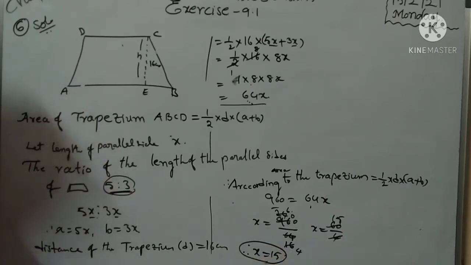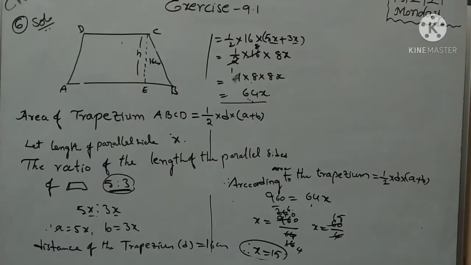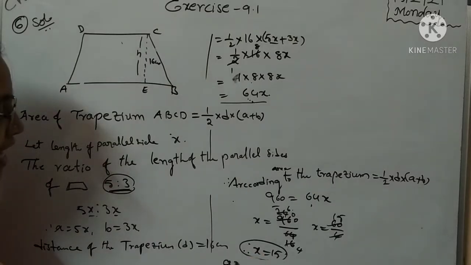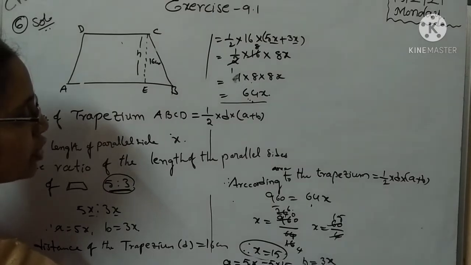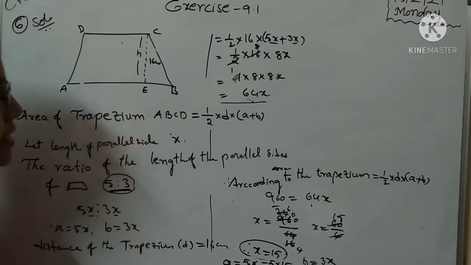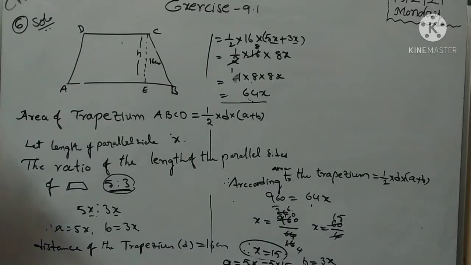So what is x here? x is the common factor for the lengths of the parallel sides. A equals 5x, and x equals 15. Substitute the x value 15: 5 into 15, 15 fives are 75 centimeters. Next, B equals 3x. Substitute the x value: 3 into 15, 15 threes are 45 centimeters. So the parallel sides are A equals 75 centimeters and B equals 45 centimeters.